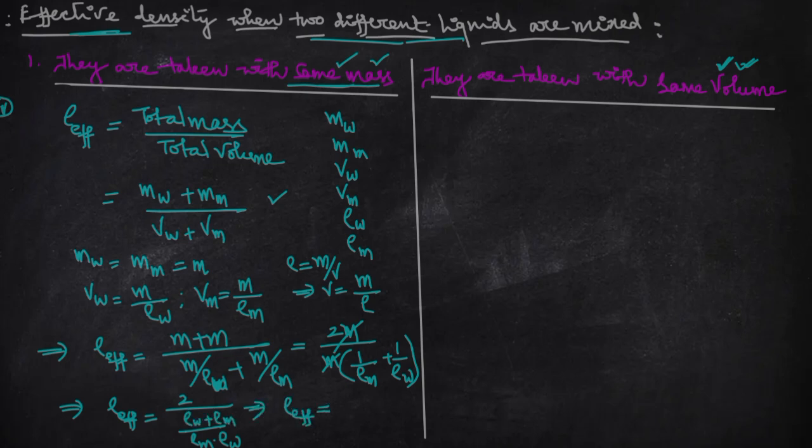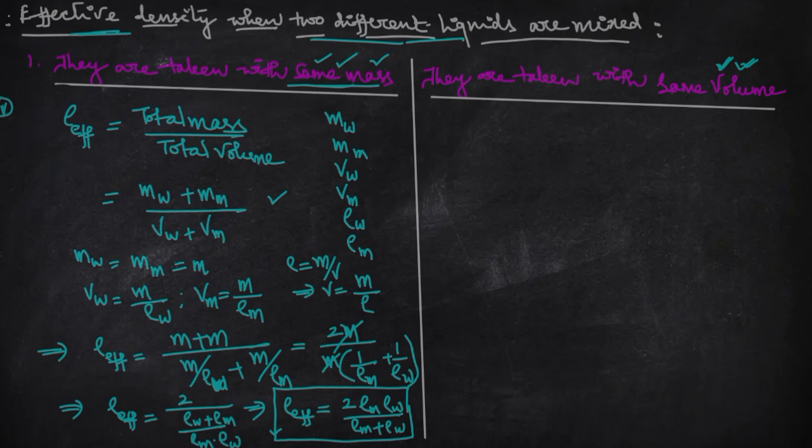Effective density is equal to density of milk times density of water by density of milk plus density of water. This is the formula for effective density when the two liquids are mixed whose densities are different and their masses are same and their volumes also different.